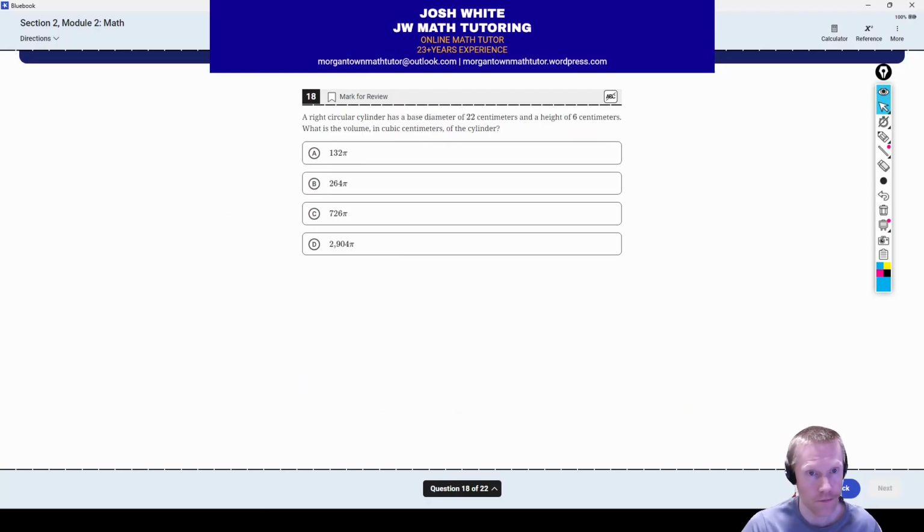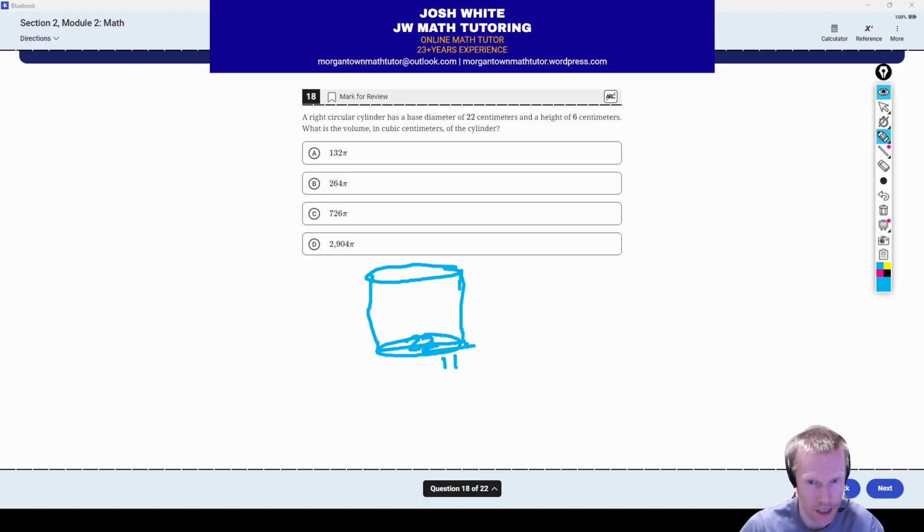All right, here we have a cylinder, and we are given the diameter and height, and then we just want to know what the volume is. So if I just draw out a quick sketch of a cylinder here. Okay, so all the way across is 22. That means technically halfway across is just going to be 11. So in other words, diameter is 22, but the radius is half that. So the radius is going to be 11. Height is going to be 6.